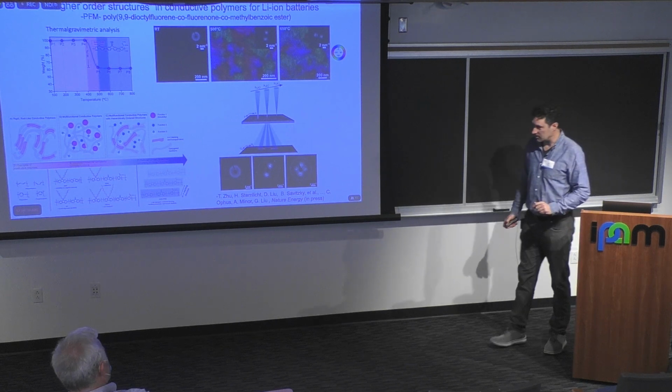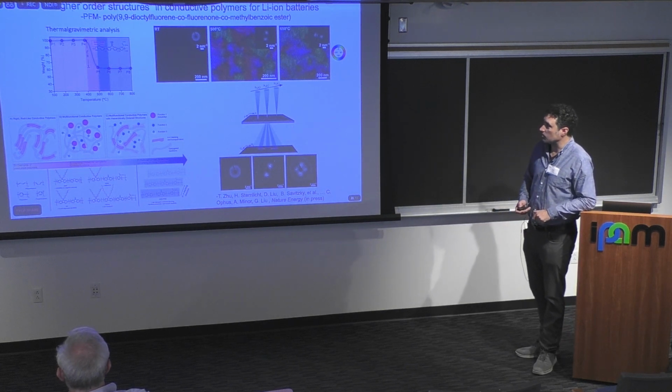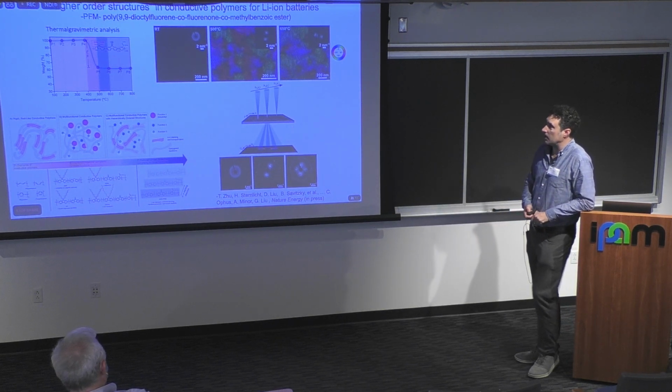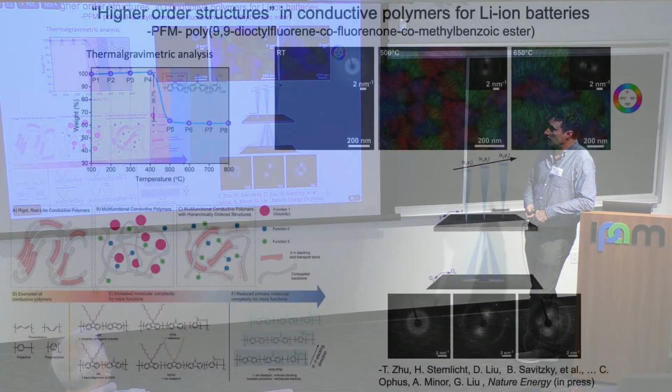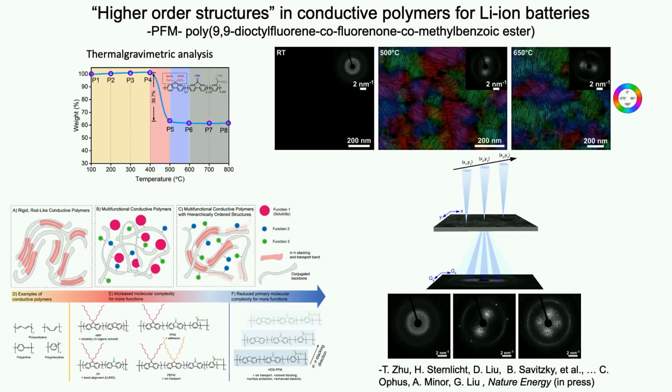Here's another recent example from some work on a polymer. This is a conductive polymer in lithium ion batteries. This is work that actually just got accepted in Nature Energy in collaboration with Gao Lu. And Colin and I worked with our postdocs on this analysis. What they had is this conductive polymer that they annealed, essentially. And they annealed it, and around 500 degrees, you see this big transition.